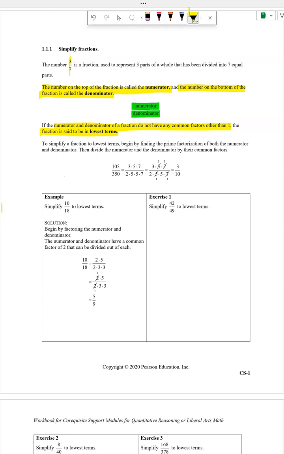So to simplify a fraction to its lowest terms, we begin by finding the prime factorization, right? Of both the numerator and the denominator. Then divide the numerator and the denominator by their common factors. This is also called prime factored form. I'll write that over here.